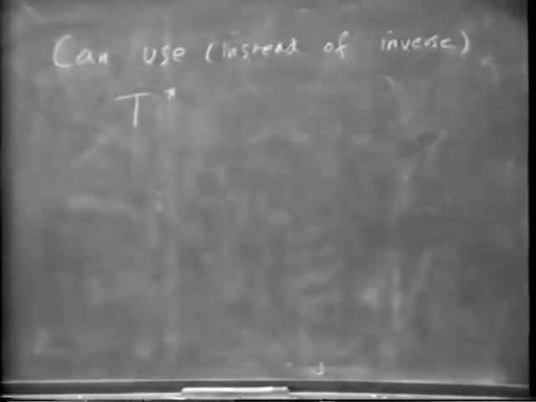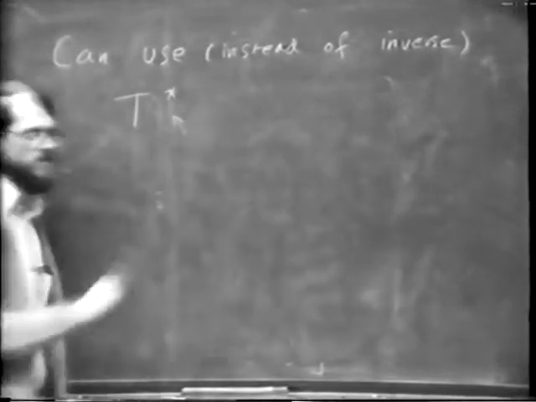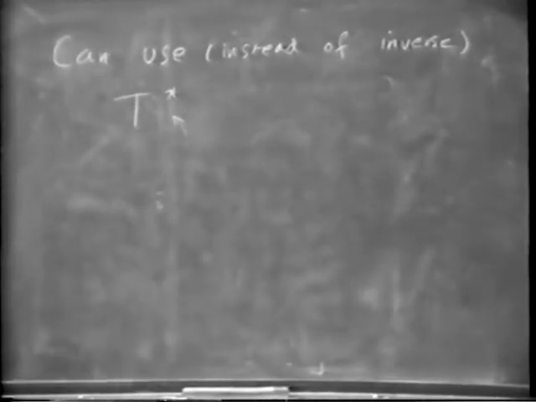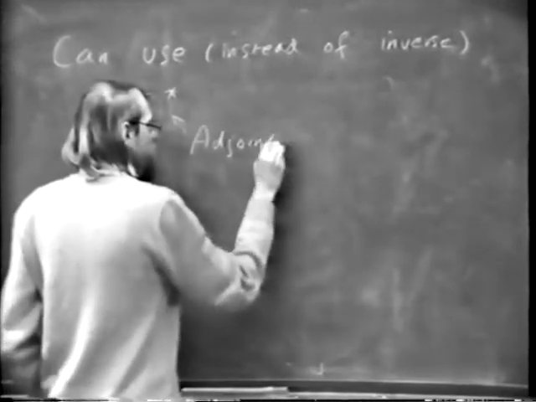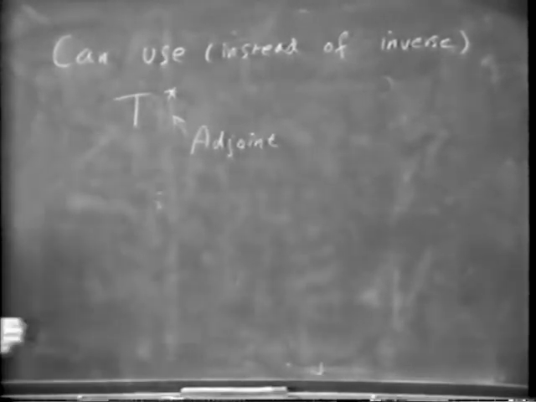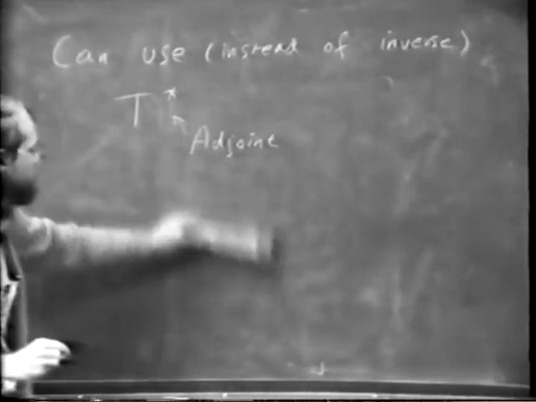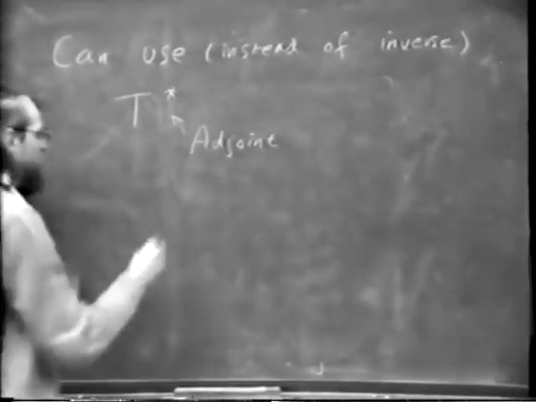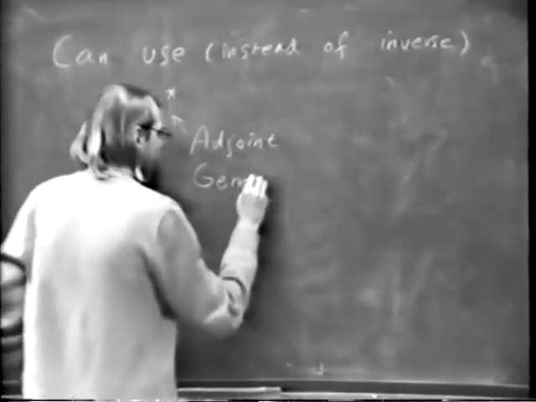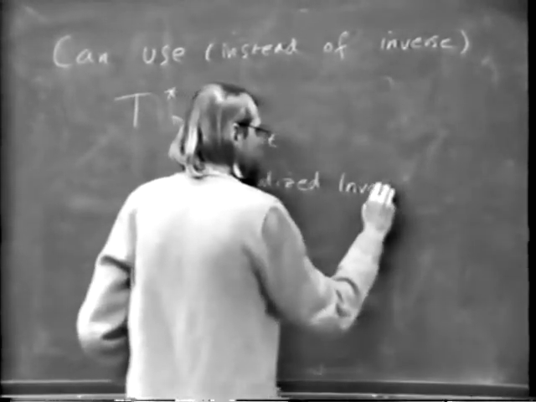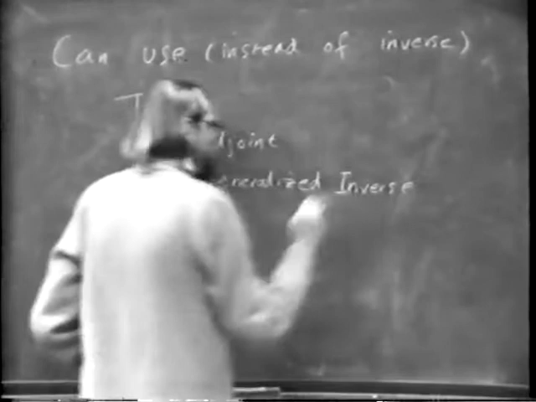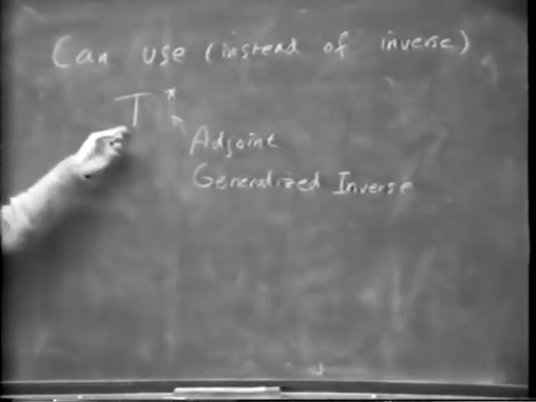Now, I'm not sure what the official notation is on this thing. I've seen it called T star. T star is almost the inverse. Sometimes it's called by many people the adjoint, although I think that particular term is somewhat nebulously defined. It's also sometimes called the generalized inverse. What is this? How do you come up with this?